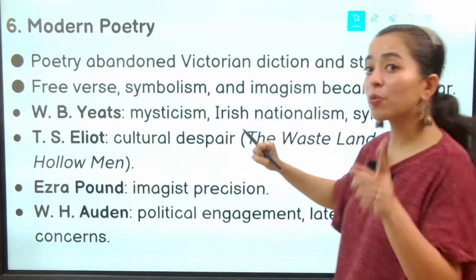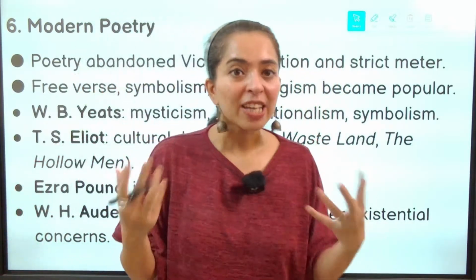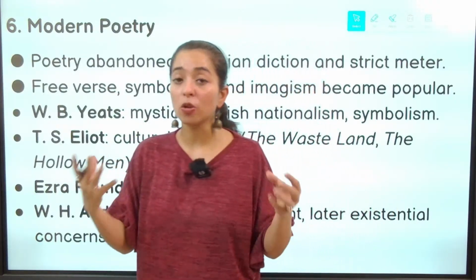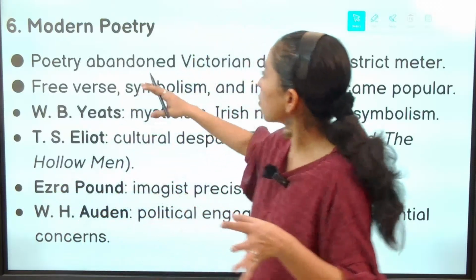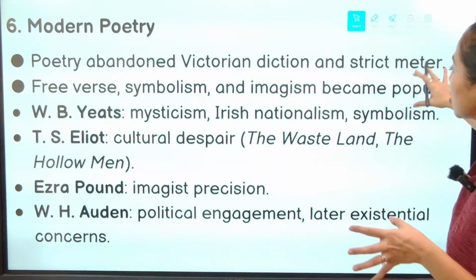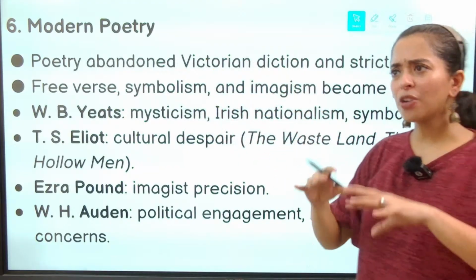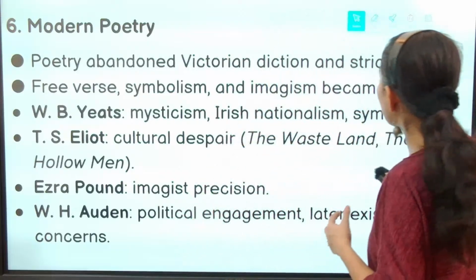Then modern poetry. Now, modern poetry was very different from what was written in the Victorian era. Legends, poet legends जैसे W.B. Yeats, T.S. Eliot, the Nobel Prize winners, they completely changed the face of modern poetry. So poetry abandoned Victorian diction and strict meter: free verse, symbolism, unrhymed meter. Okay, all these kind of started happening and it became all popular.